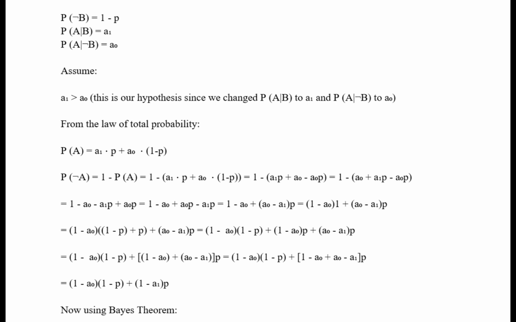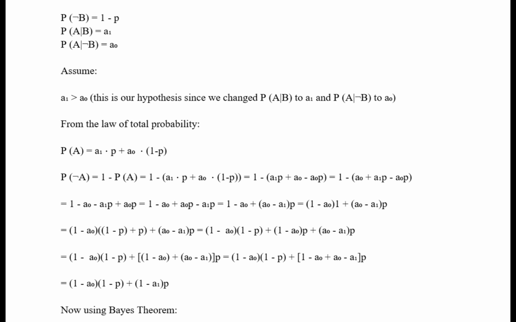And so once I do that, I multiply the 1 minus A0 times the 1 minus p, and then I multiply the 1 minus A0 times the positive p, right? So I distribute it to both of these terms, and then I keep the A0 minus A1 times p the same, right? So now that I've done that, I'm going to group the 1 minus A0 and the A0 minus A1, and then I'm going to factor out the p that's in both of them, okay?